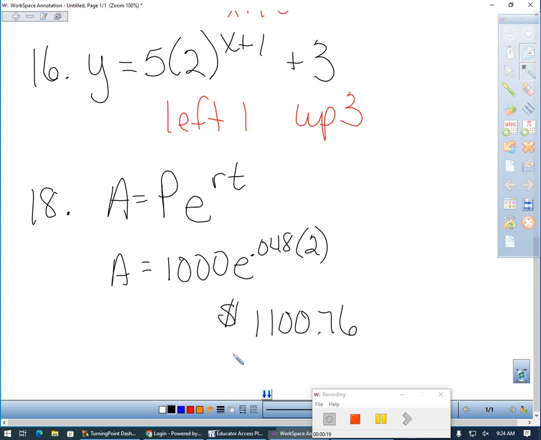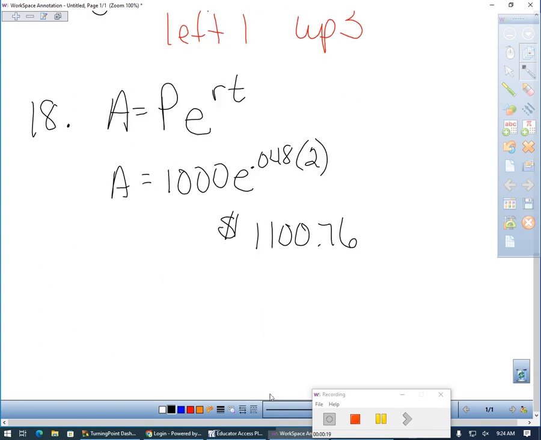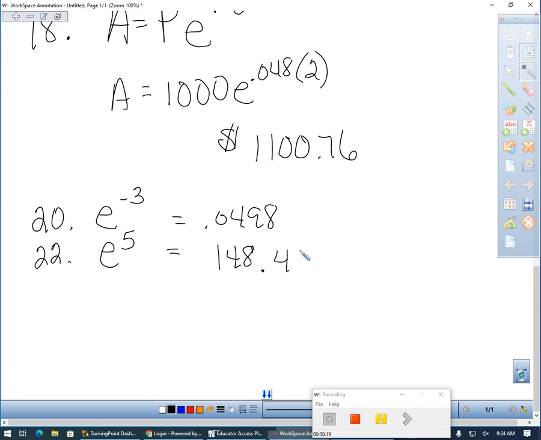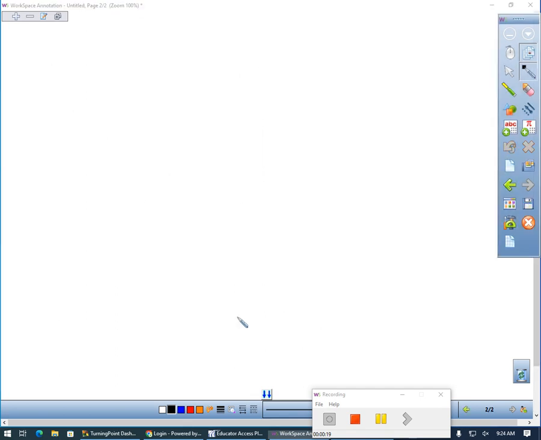All right, number 20 and 22, you are just plugging into your calculator. So for number 20, e to the negative 3, remember in your calculator, that's the second button and using your natural log key. So when you plug in that one, you get 0.0498. For number 22, again, you are just plugging in your e value, e to the 5th power, and that is 148.4132.